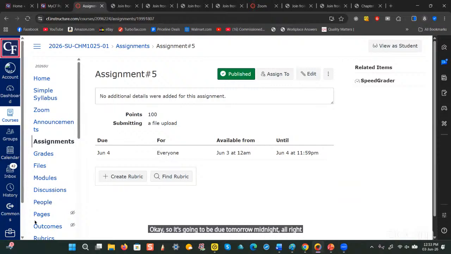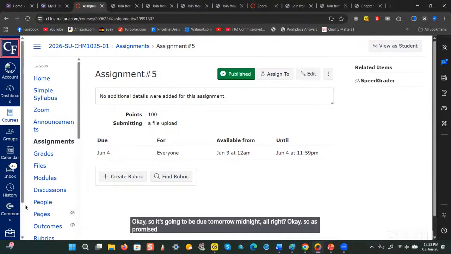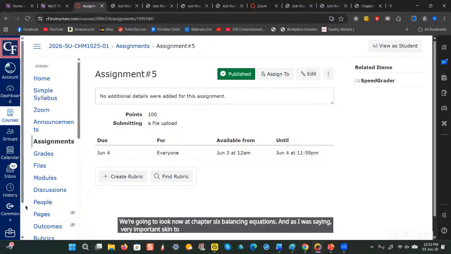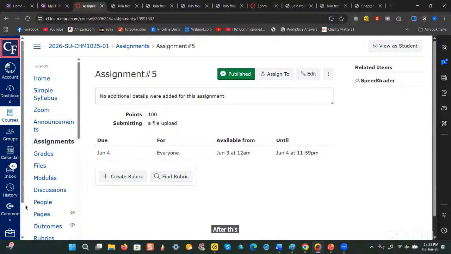So as promised, we're going to look now at chapter 6, balancing equations. And as I was saying, it's a very important skill to master, because after this, you will need to know how to balance equations to do other problem solving exercises.